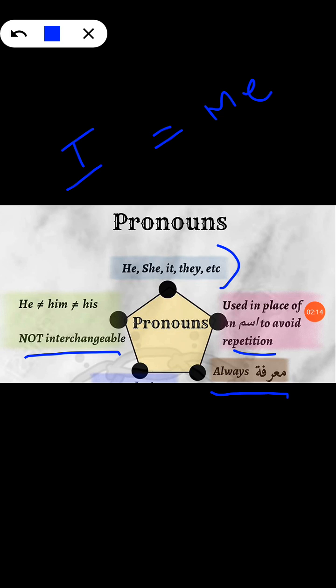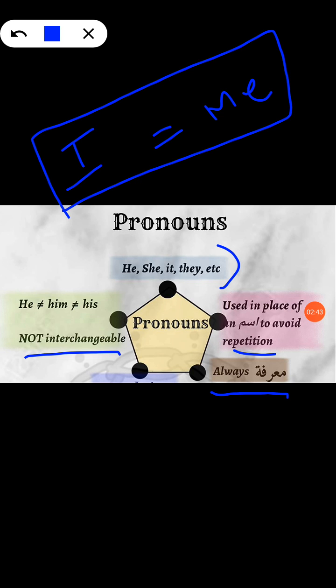You see, we have to have this demarcation so that we know what is being talked about, what is the role of that ism that is being replaced by this pronoun. We need to know this, whether it's the maf'ul that is being substituted by that pronoun, or a fa'il that is being substituted by the pronoun, or is it something else. Okay, so we cannot use these pronouns interchangeably.